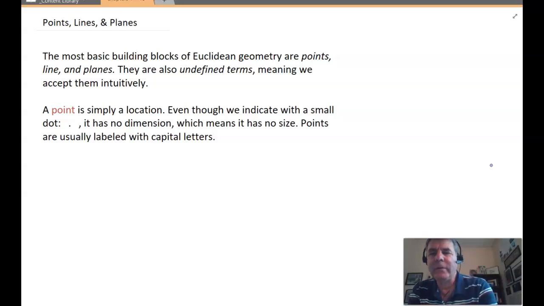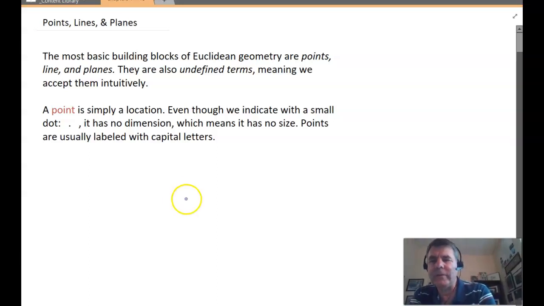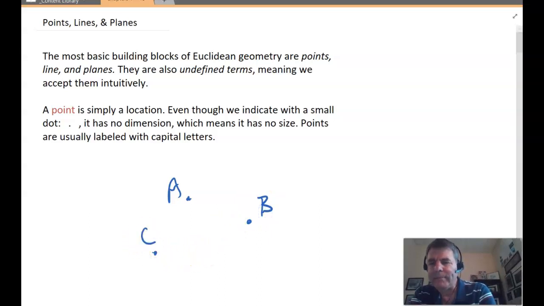And even though for drawing points we just put a little dot right there, it really has no dimension. This little dot that I drew, no matter how small I make it, does have some dimension. We usually label points with capital letters. So that'd be point A, point B, point C.